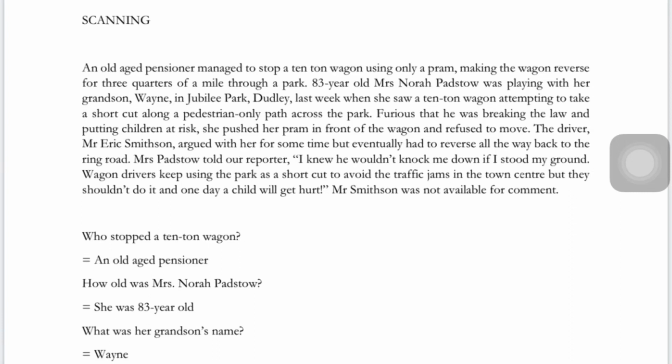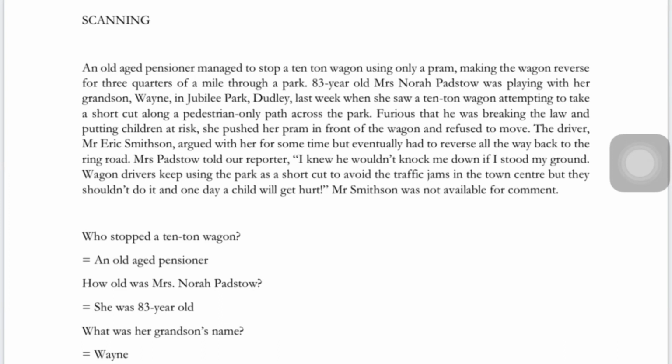So I have prepared 3 questions here, and the first question is, who stopped a 10-ton wagon? As we know in my explanation of scanning, scanning is another method of fast reading, but this one is reserved for people looking through the text to find specific information. So the first question is a specific information type, like who stopped the 10-ton wagon.